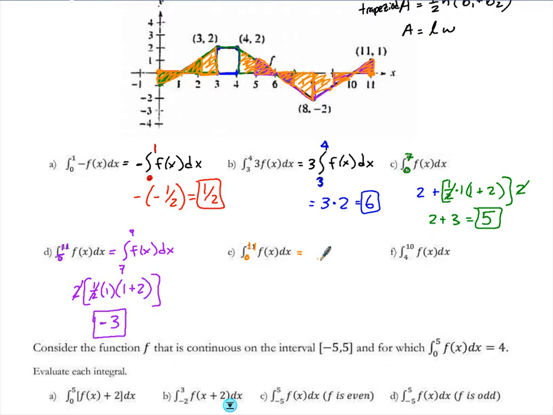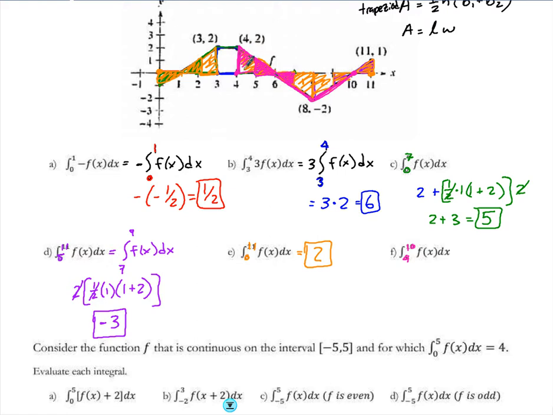Let's look at f here from 4 to 10. From 4 to 10. So we're going to start here at 4, and we're going to go up to 10. So again, just looking at what coincides, this triangle with this triangle. And it looks like I have a trapezoid here, which is going to map with this trapezoid right here. So all that's left is a trapezoid and a triangle.